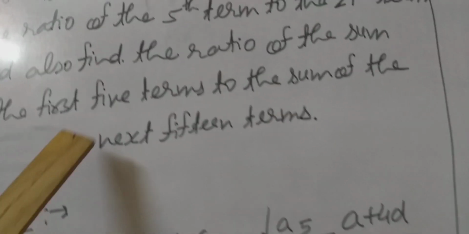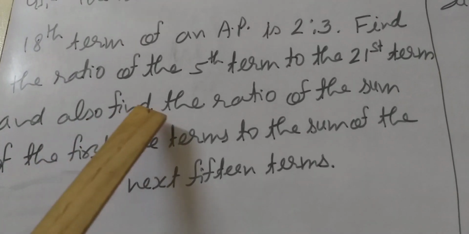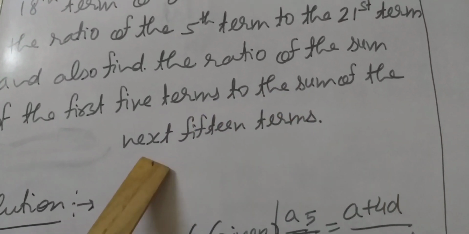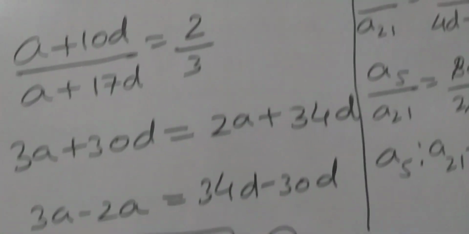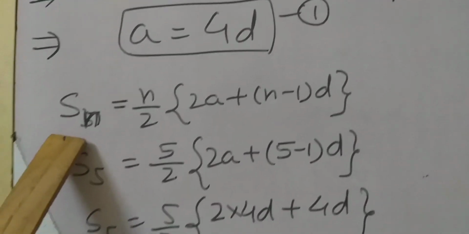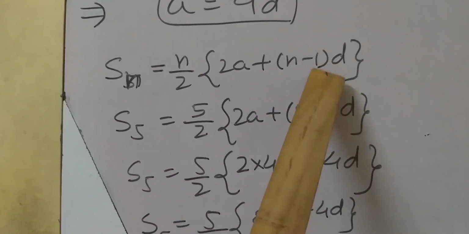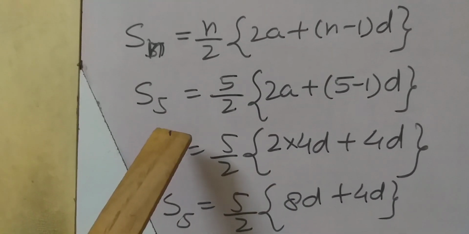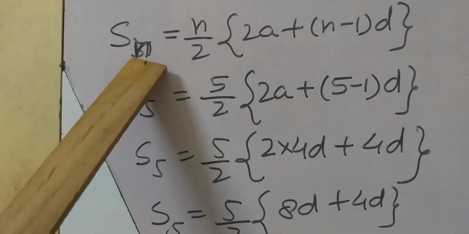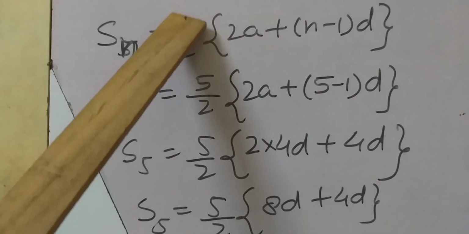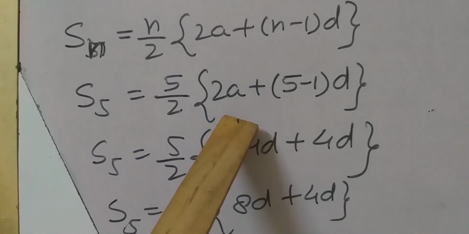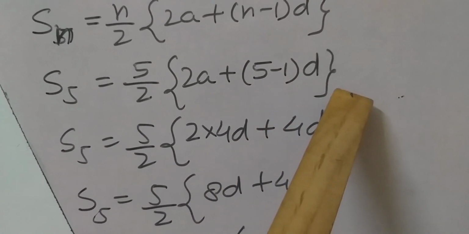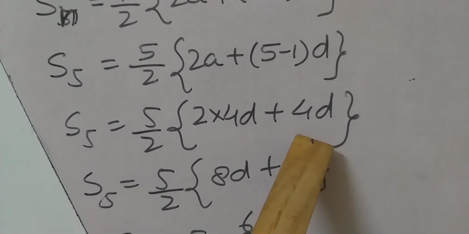Now students, we have to find out the ratio of the sum of the first 5 terms to the sum of the next 15 terms. So this is the sum formula: Sn equals n upon 2 into 2a plus n minus 1 d. Let us find the sum of 5 terms. So for the sum of first 5 terms, we put n equals 5: 2a as it is, plus 5 minus 1 d, and 5 minus 1 is 4d.